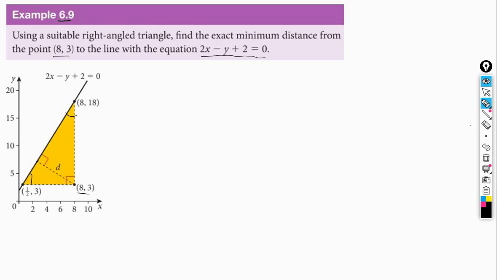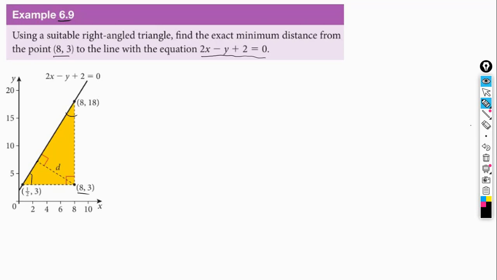Or we can do it with a different method, which is the one that you are expected to do in case this is a paper 1 question. If this is a paper 1 question, we cannot use calculators. Now, the first thing we need to do is find these side lengths.